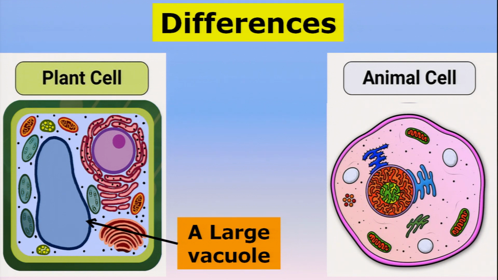So friends, with this we come to the end of this chapter. We learned about the definition of the cell, we learned about the structure of cell, its organelles, and we learned how cell is the structural and functional unit of life. With this we come to the end of this chapter.